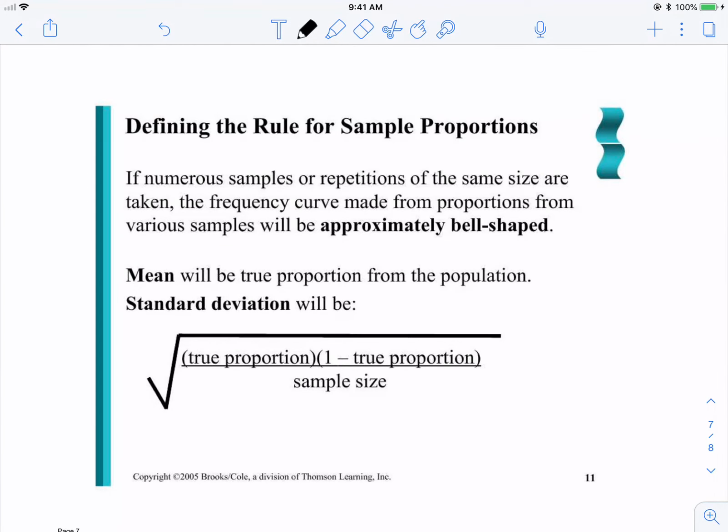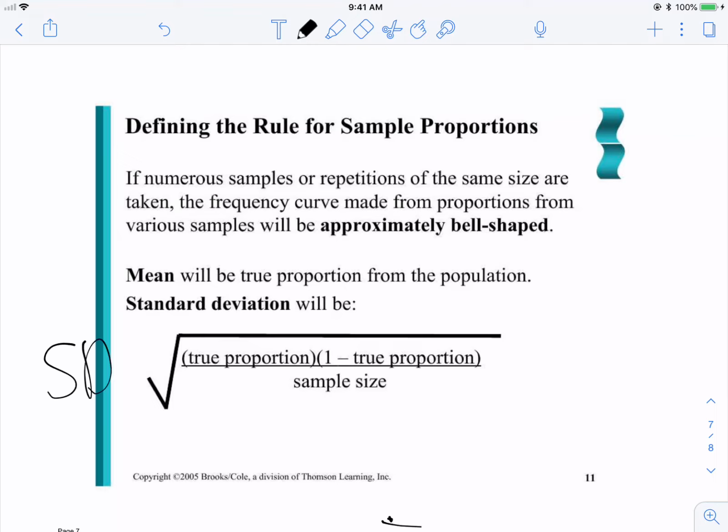Now, getting into the equations here. If you've satisfied all 3 of those conditions, this defines the rule for sample proportions. If numerous samples or repetitions of the same size are taken, the frequency curve made from the proportions from various samples will be approximately bell-shaped. That bell-shaped curve is the normal distribution. The mean will be the true proportion from the population, the average of all of these sample proportions, and the standard deviation will be found using this equation right here.